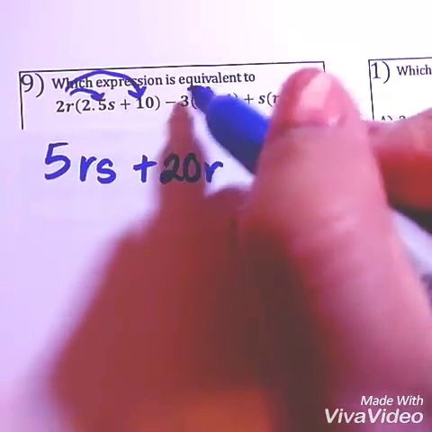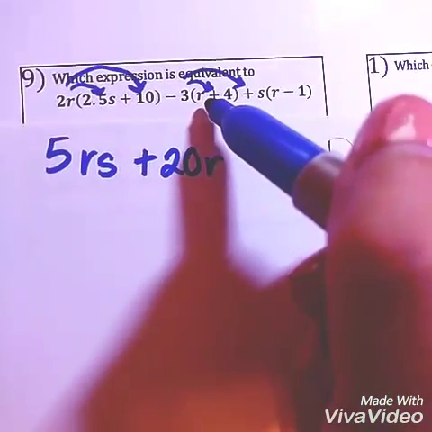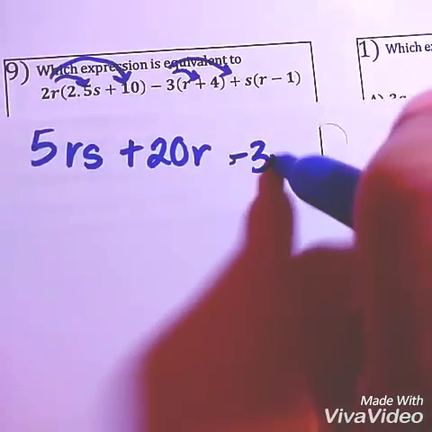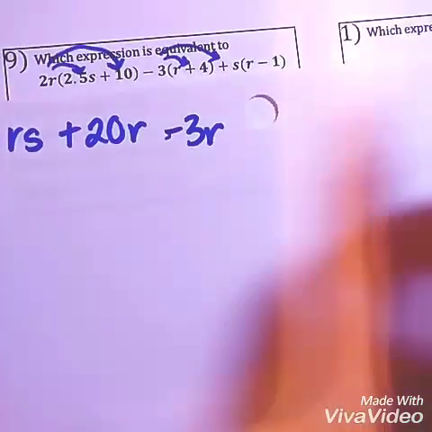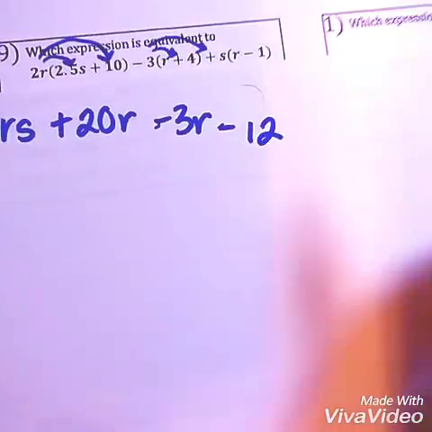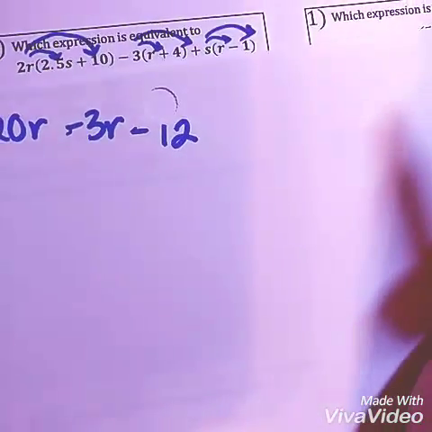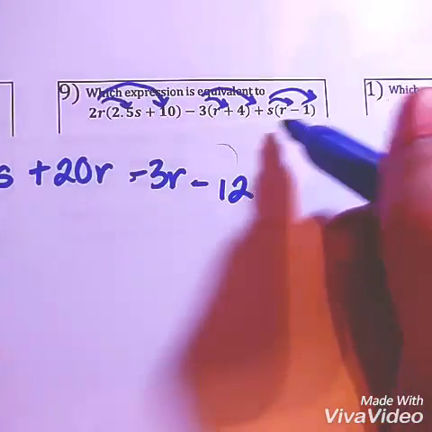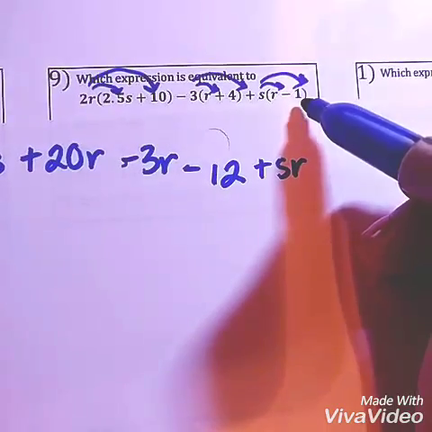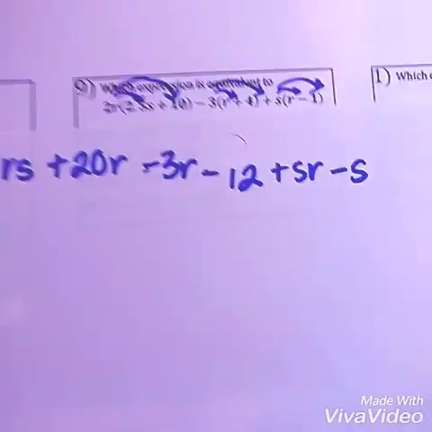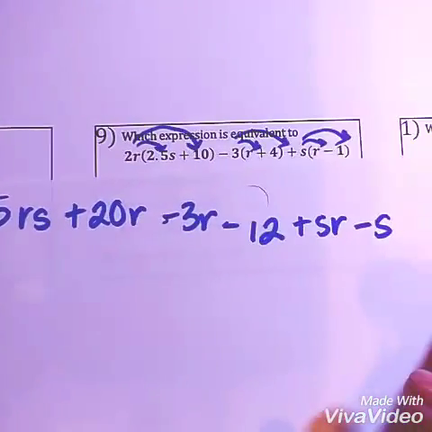Next one, we do it exactly the same way, every time we see parentheses. So let's multiply negative 3 by r. We have negative 3r. Okay, and then negative 3 multiplied by 4, I have negative 12. Okay, the next one, I'm going to go ahead and distribute the s to the r minus 1. So s times r gives you positive sr. s times negative 1 gives you negative s. Alright, so this is my expression after I distribute.